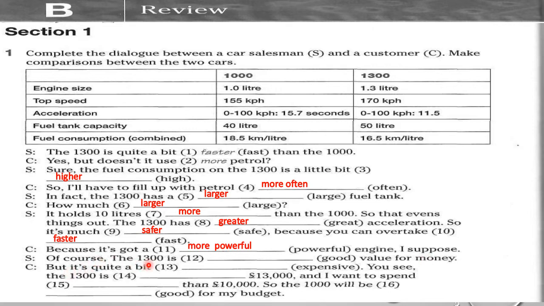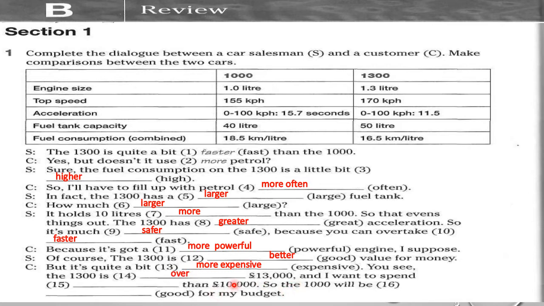Of course, the 1300 is good. This word is irregular. We can't add ER. Good becomes better. Better value for money. But it's unique. But it's quite a bit expensive. More expensive, you see.